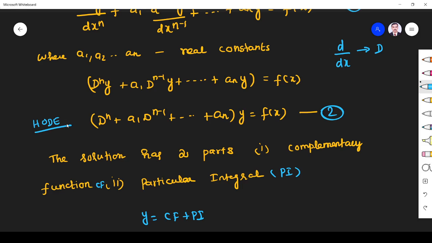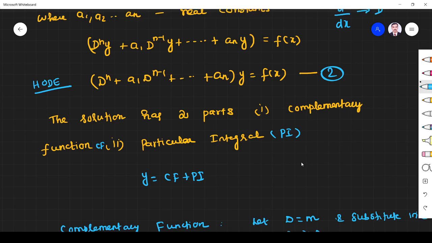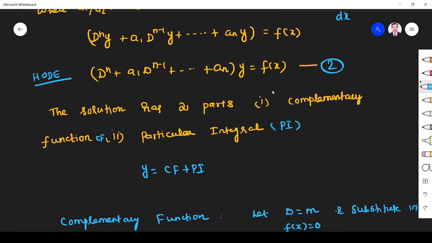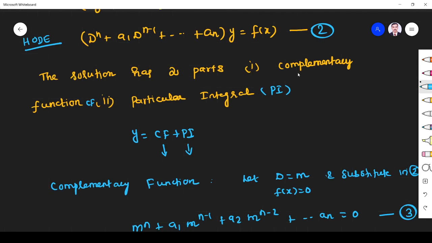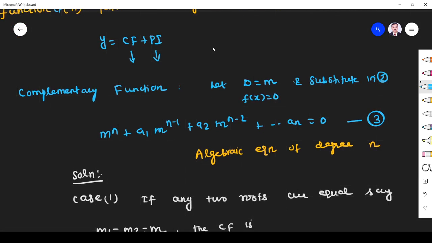The solution of this equation has two parts. One is the complementary function, and the second one is the particular integral. Any higher order differential equation has two parts: the complementary function and the particular integral. How to find the complementary function and the particular integral? That is the thing. First, the complementary function.